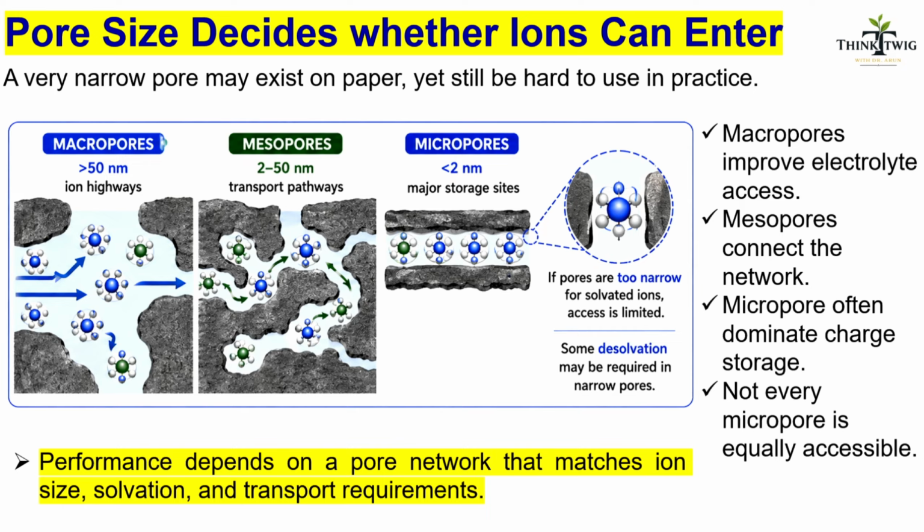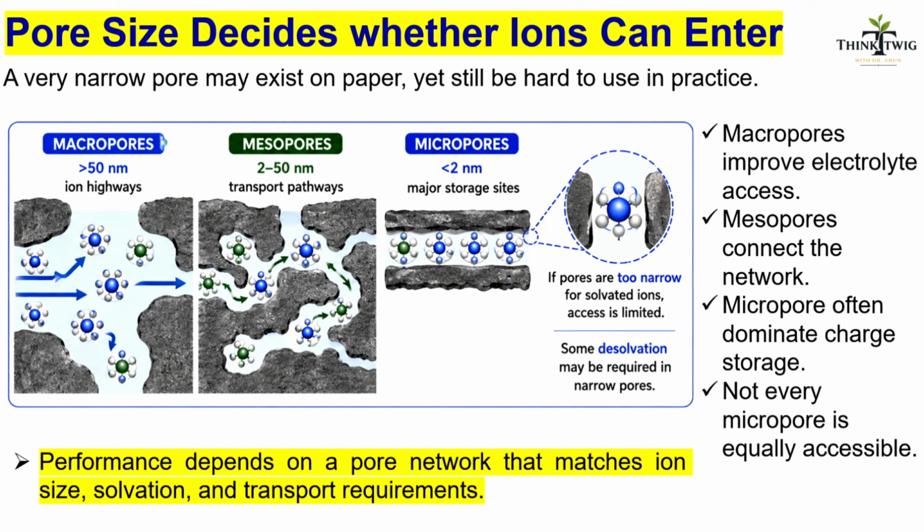At the same time, very small pores are not automatically bad. This is where the behavior becomes especially interesting. Remember the solvation cell. An ion is surrounded by solvent molecules. When that ion approaches a very narrow pore, it can lose part of this surrounding solvent. This is called partial desolvation. And in simple terms, the ion becomes effectively smaller. It can then enter a pore that initially looked too narrow. So very small pores can still contribute strongly to the charge storage.